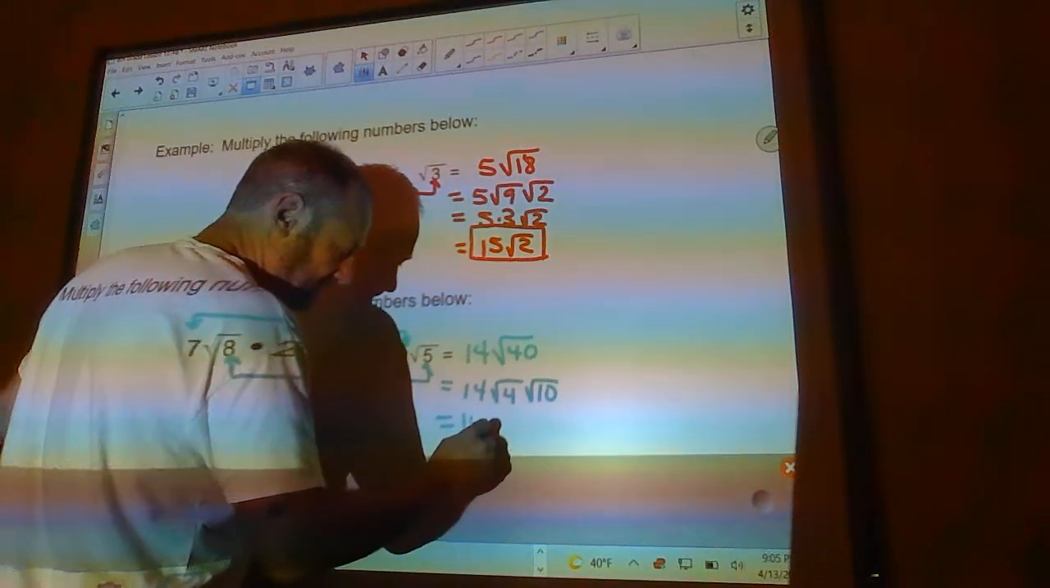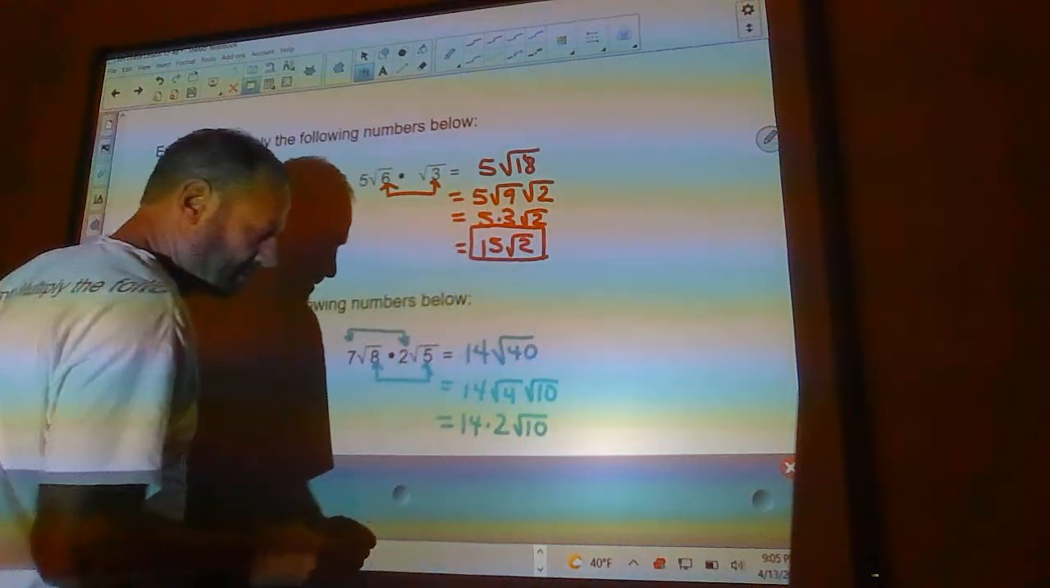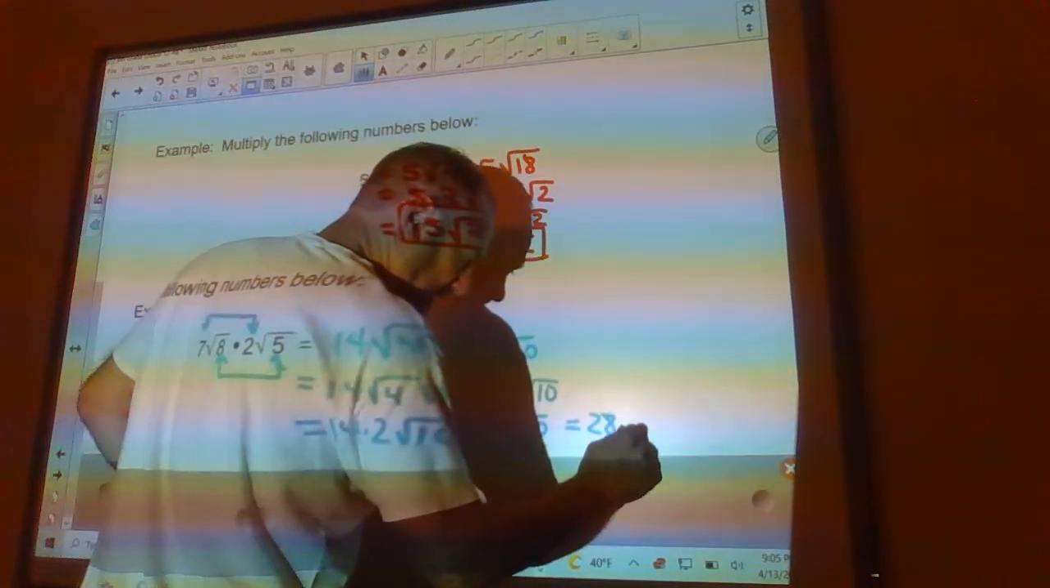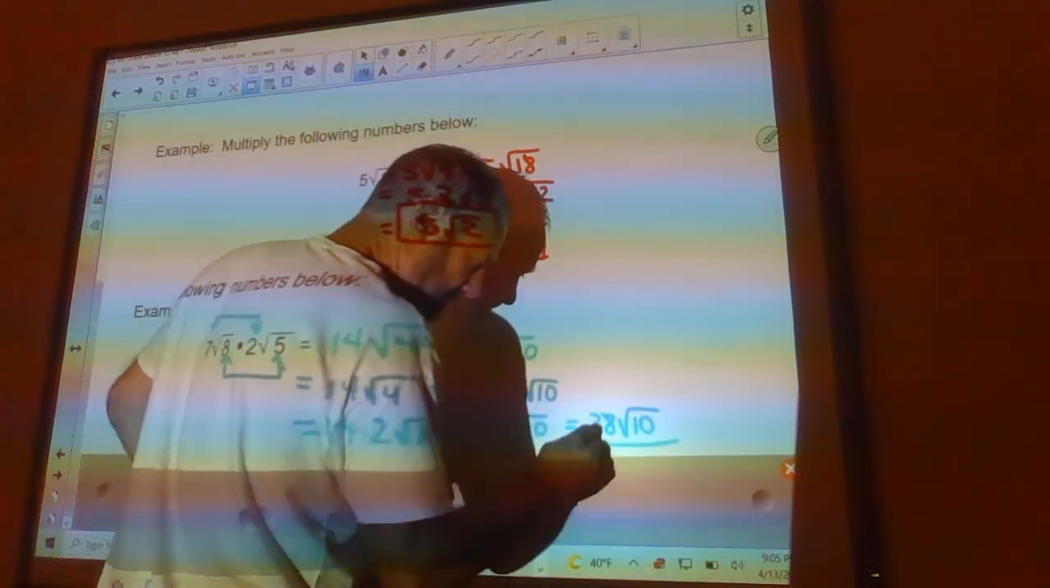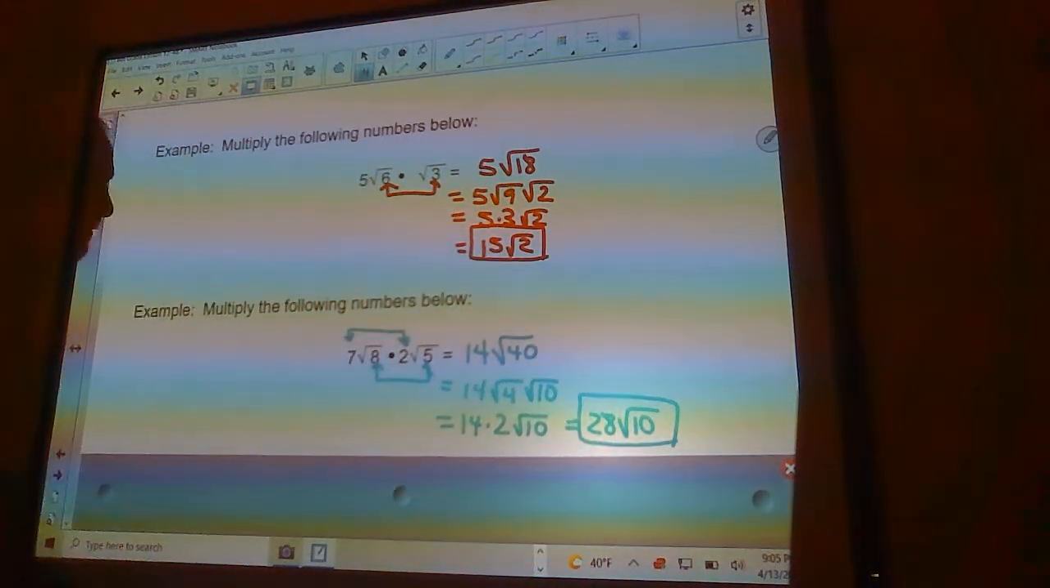And remember that square root of 4 is 2, so this is 14 times 2 times the square root of 10. And that's going to be 28 times the square root of 10. And I can't go any further because there's no perfect square other than 1 that will go into 10.